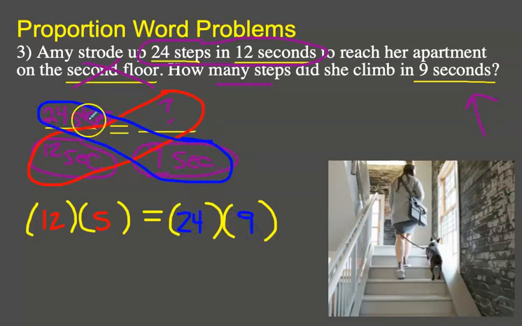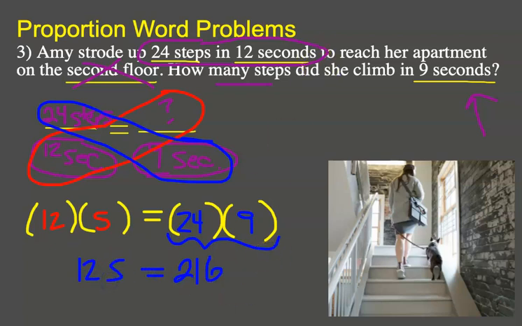We are multiplying across because we are cross multiplying. And we're allowed to use a calculator. So I'm going to go ahead and type into a calculator 24 times 9, and I get 216. And then on the left side, 12 times s is 12s.